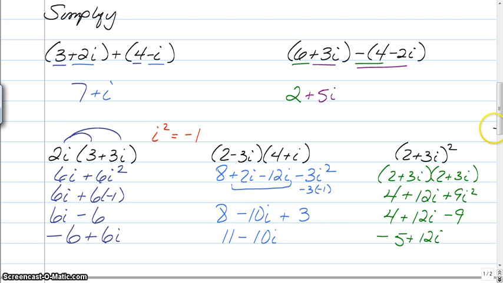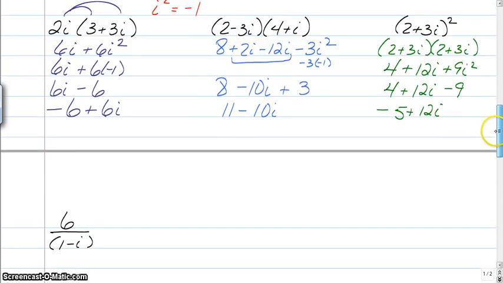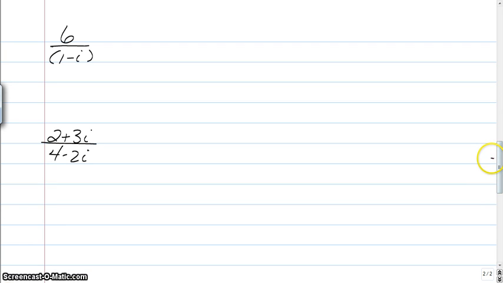You are done. One more thing to talk about, and that's division. And then I will do 1, you will do 1, and we will be done. So 6 divided by 1 minus i. To get rid of the denominator of 1 minus i, because you're not allowed to have an i in the denominator, just like you're not allowed to have a radical in the denominator, you must multiply the top and bottom by what is known as the conjugate.